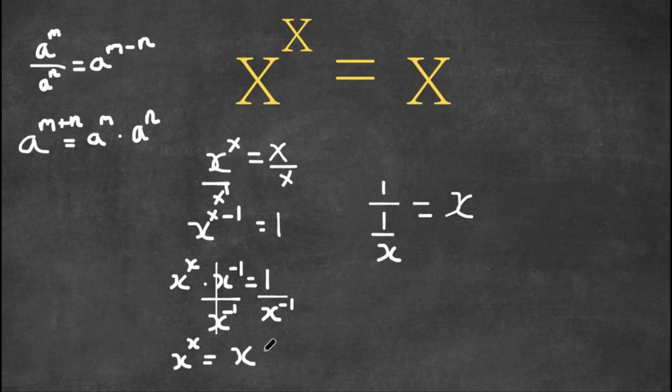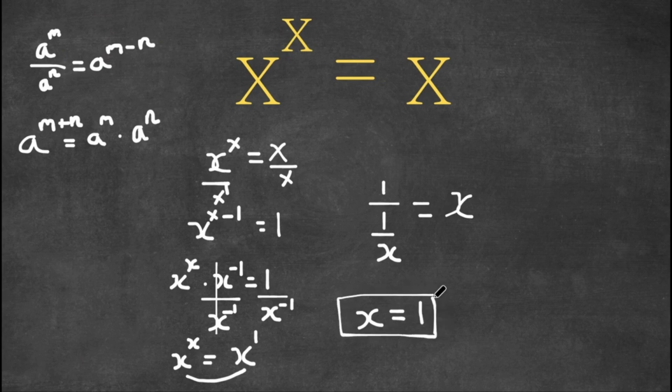And now the exponent for x is actually 1, right? So we have x to the power of x is equal to x to the power of 1. And as you can see here, we have the same bases for both of these, meaning if we have the same bases, our exponents are the same as well. So if we set our exponents equal to each other, we get x equals 1, and this is a solution.